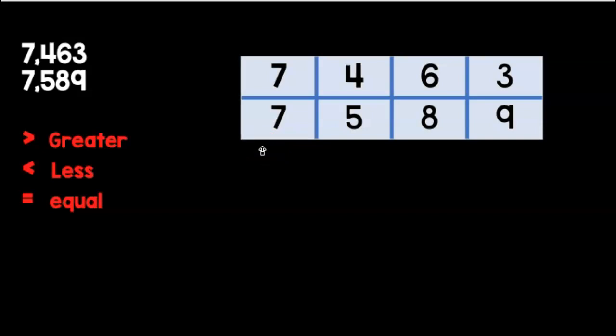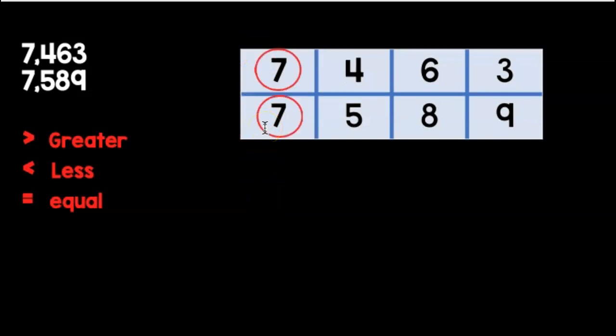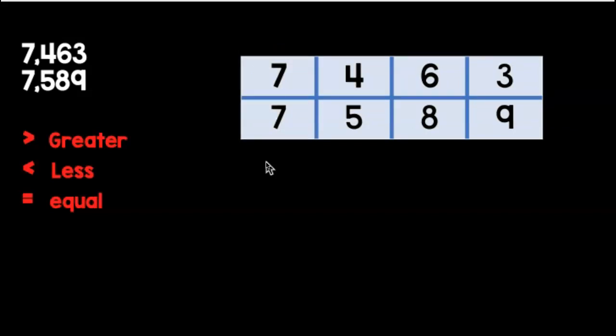Now we're ready to compare. Because we are comparing the numbers, we want to start looking at the numbers on the left of our chart. We have 7s. These are the same, they're equal, so we're not able to determine which number is bigger based on this first column. So we cross them off and move over to the next column.